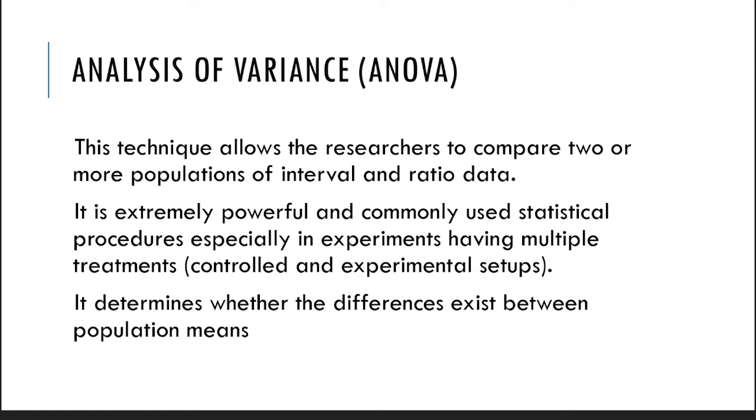So, by Analysis of Variance, this actually allows a researcher to compare two or more populations of interval and ratio data. This is actually not so different. By not so different, it still tests the differences between populations. But for this one, in comparison with the other test statistics that we already discussed, analysis of variance actually allows a researcher to compare two or more populations of interval and ratio data.